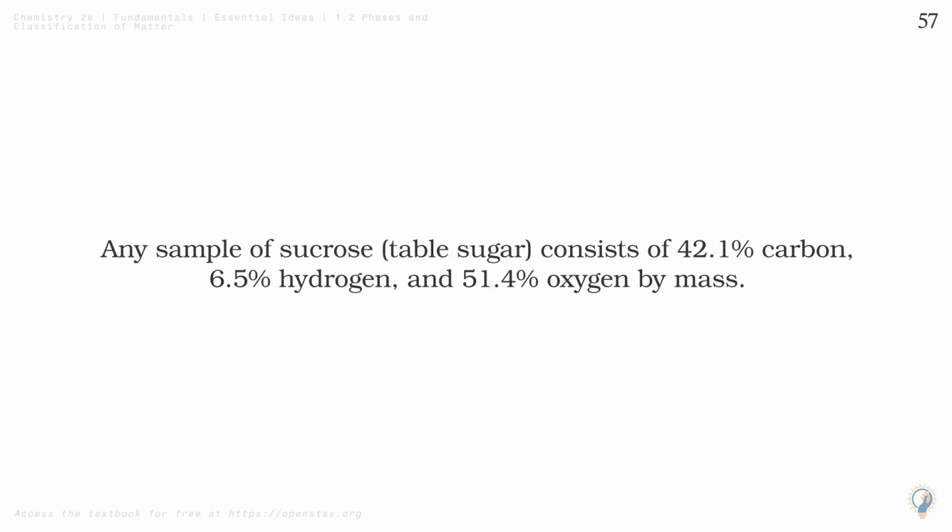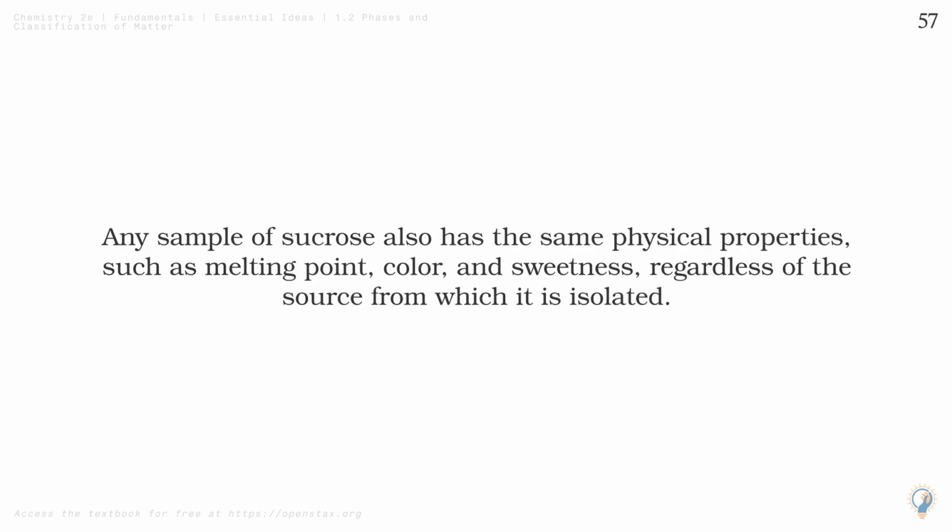Any sample of sucrose, table sugar, consists of 42.1% carbon, 6.5% hydrogen, and 51.4% oxygen by mass. Any sample of sucrose also has the same physical properties, such as melting point, color, and sweetness, regardless of the source from which it is isolated.